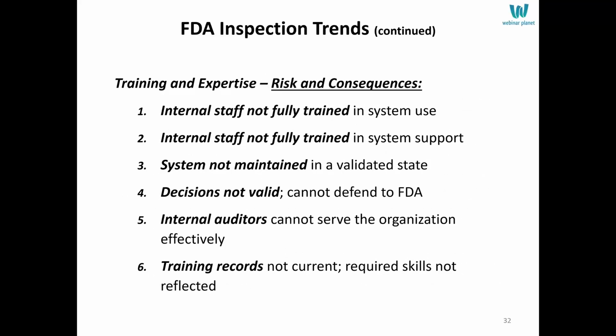The risk and consequences: internal staff not fully trained in how to use the system because not enough people came to the training. Internal staff who are supporting the system in a validated state, not fully trained. System not maintained in a validated state. Decisions may be invalidated because you can't defend them to FDA based on what records you have. Internal auditors and quality, not able to serve the organization effectively if they don't understand validation. And training records not current, not including the required skills to qualify them to perform a role.